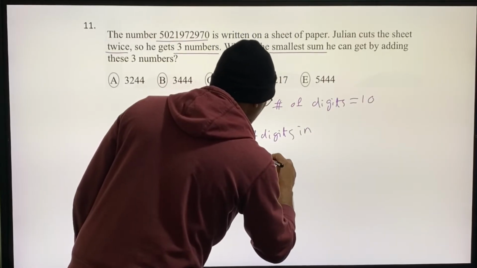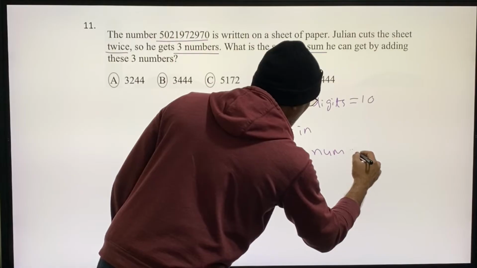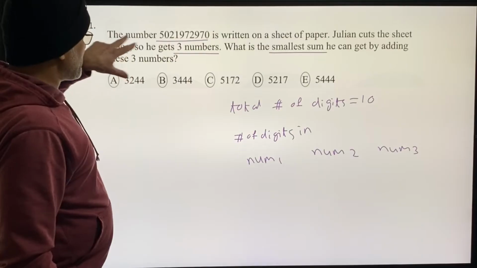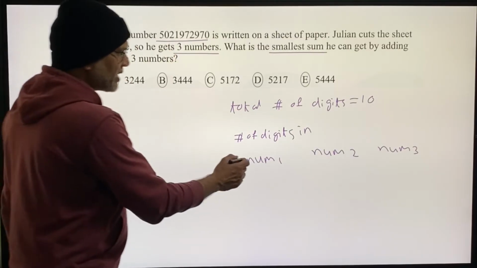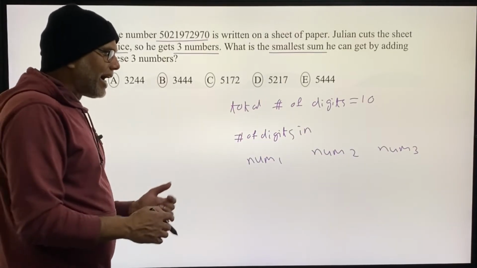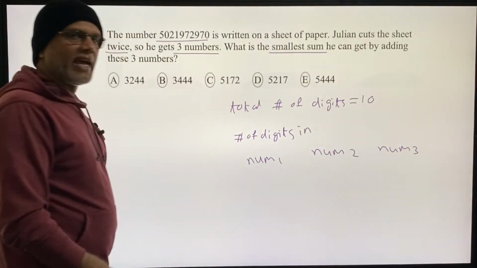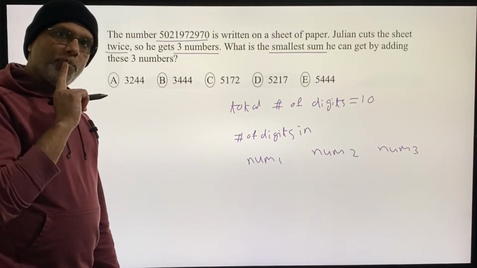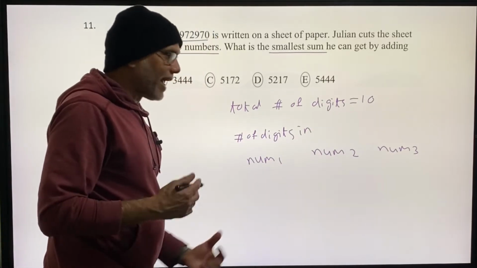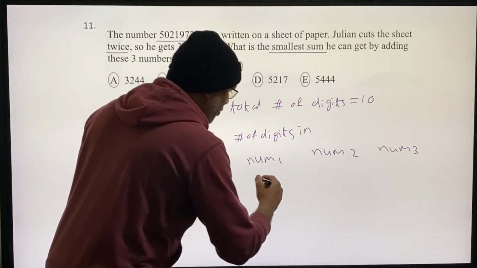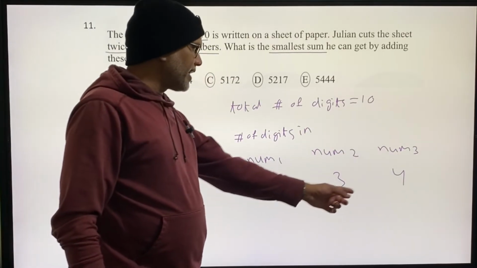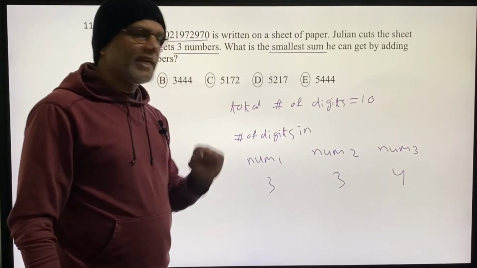So the number of digits in number 1, number 2, number 3, because we are splitting it twice, so we are getting 3 numbers, right? So let's say these are the 3 numbers, and first I'm trying to figure out how many digits each of these numbers can have. What I'm saying is the maximum number of digits any of these numbers has to be as low as possible, and the way to do that would be 3, 3 and 4, right? So 3 plus 3 is 6 plus 4 is 10, so we have a total of 10 digits.